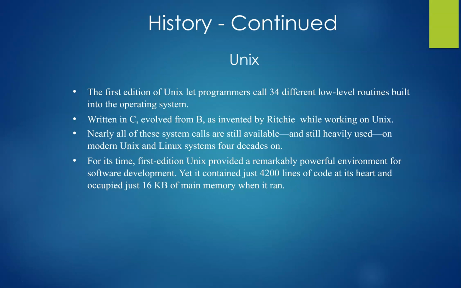Unix let programmers call 34 different low-level routines built into the OS. It was written in C, which evolved from B, and Kernighan and Ritchie invented it while working on Unix. Nearly all of these system calls are still available and used in modern Unix and Linux 4 decades later. For its time, first edition Unix provided a powerful environment for development, but it contained just 4,200 lines of code at its heart and took 16 kilobytes of main memory. Think about how small that is compared to today. I think the minimum for Windows is what, 8 gig now? Or is it 16? It's 8.